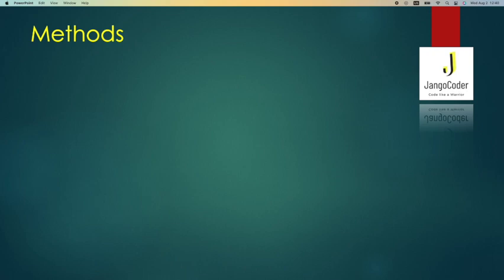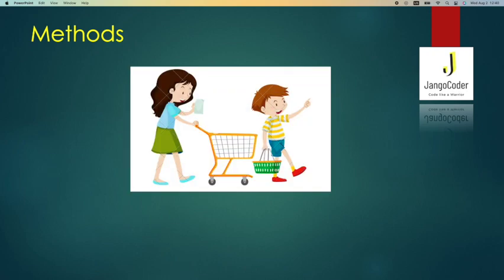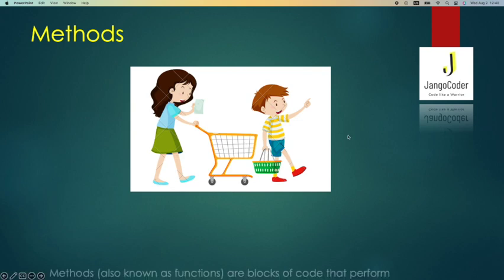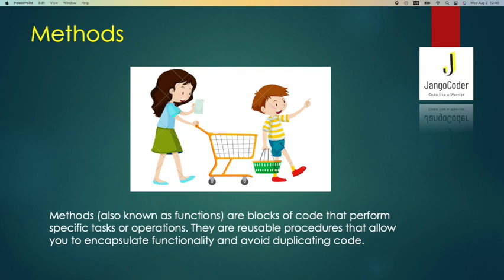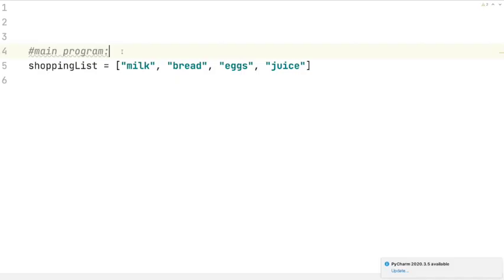Lastly, we'll be talking about methods. In our shopping analogy, imagine you came to the store with your kids. Instead of going around looking for all the items in the list yourself, you can delegate each item on the list to each child. Once they find them, they return it to you at the checkout for processing. This is exactly what methods are used for in programming. Methods, also known as functions, are blocks of code that perform specific operations. They are reusable procedures that allow you to encapsulate functionality and avoid duplicating code.